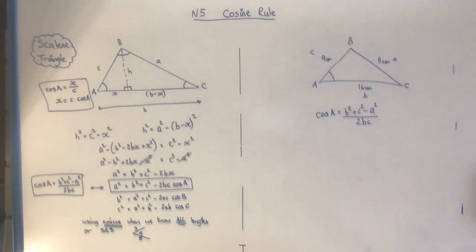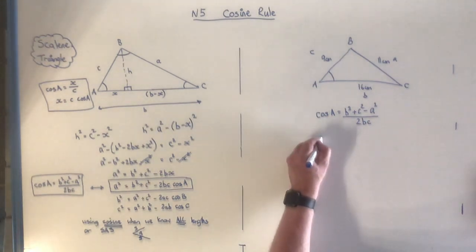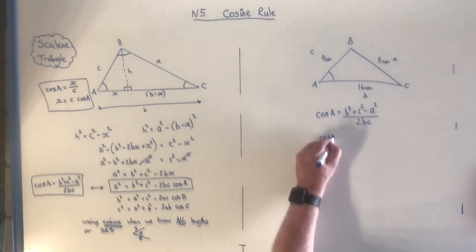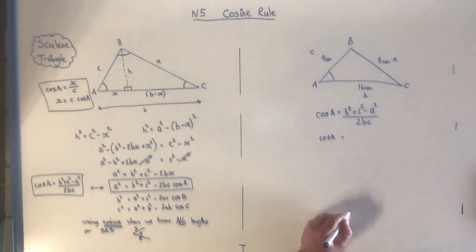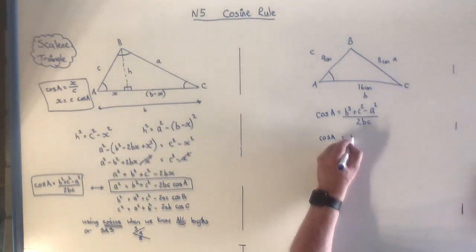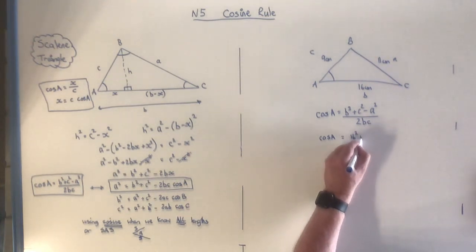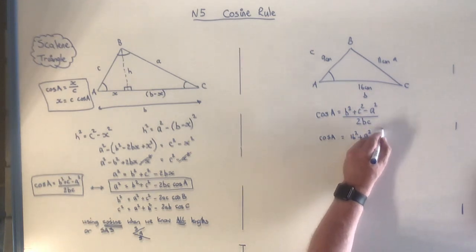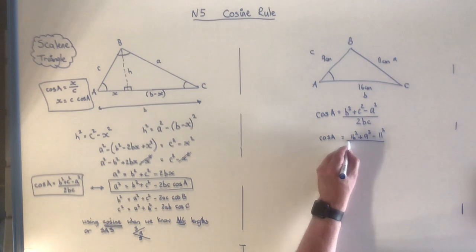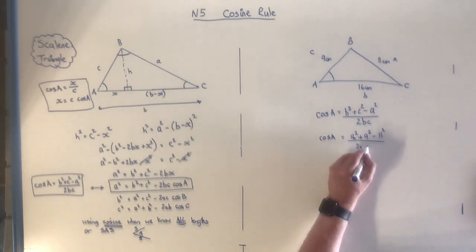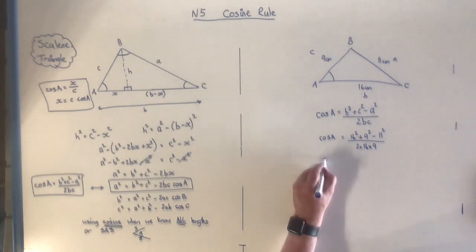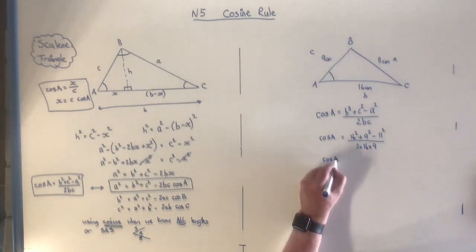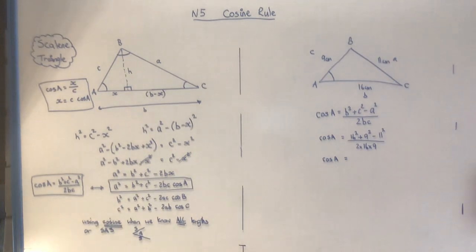Okay, so let's stick in our numbers then and see what comes out. So here we go, we've got B, which is 16, so that's 16 squared plus 9 squared minus 11 squared all over 2 times 16 times 9, and bump that into your calculator, and this is what you get.